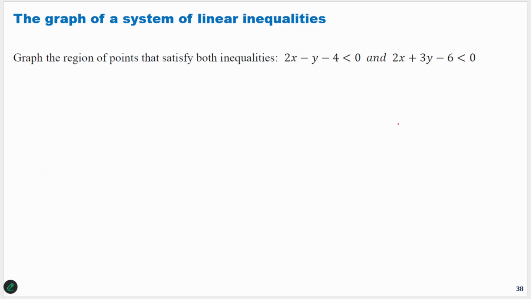we also need the graph of a system of linear equations. Something like this: graph the region of points that satisfy both inequalities. In that case, this is a region, this is another region, right? If you satisfy both of the inequalities, that means you need to find the overlapped area of the two inequalities, right? Okay, you can try to work this on your journal and let me know if you finish. Then you can compare your result with mine.